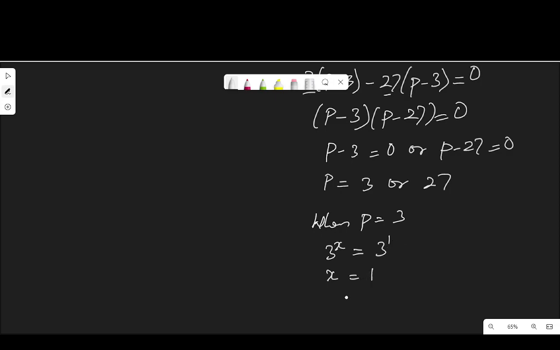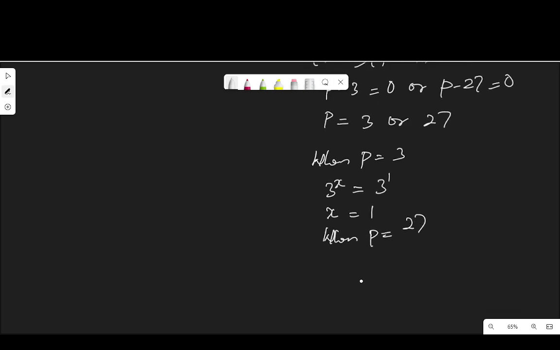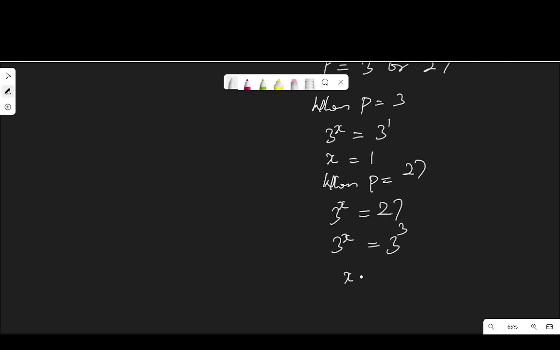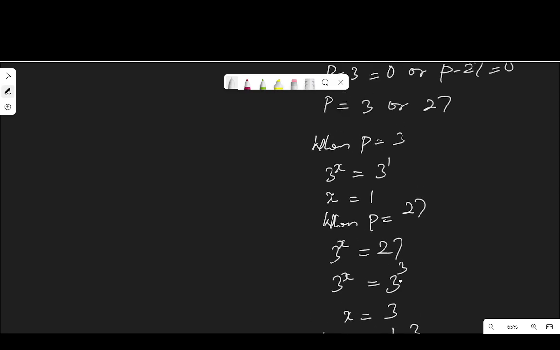Okay, again, when p is 27, that means 3 to the power of x is equal to 27, and 27 can be expressed in index form, which is 3 to the power of 3, and x is equal to 3. Therefore, our final solution is x equal to 1 or 3. And that brings me to the end of this question.